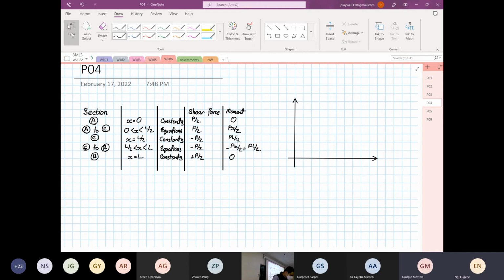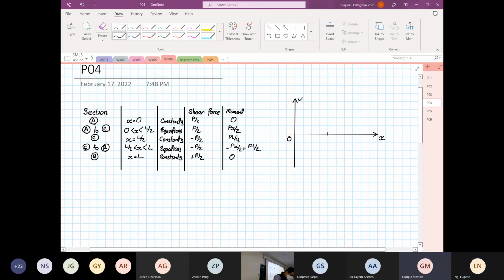Okay, so this is our shear force diagram. This is X, this is V, 0, L over 2, and this is L. So the shear force, we started at P over 2, right?